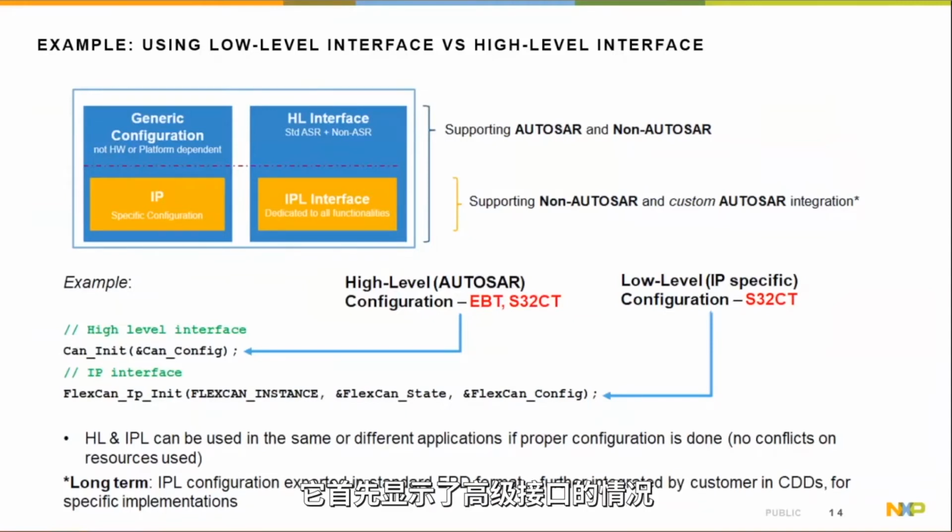The high level interface is shown first, and the first call is CAN init, and we reference the CAN configuration within that. We don't specify which CAN module it is specifically. That's done by the configuration itself. And then below that, the low-level interface, where we call the FlexCAN IP init. So we have the name of that specific IP block, and then we select the specific module or instance of it, and then call the parameters for it. So that just shows you, depending on which interface you're using, how the code would appear typically.